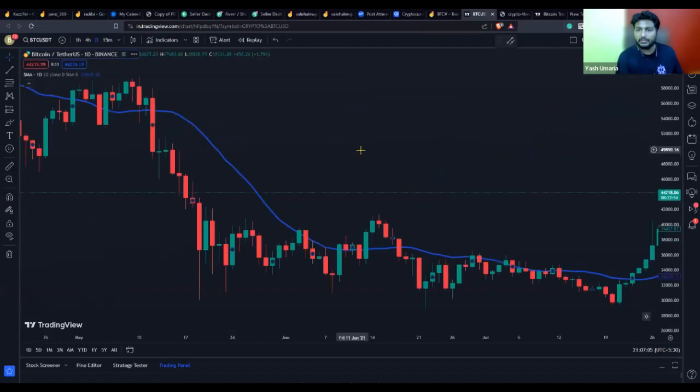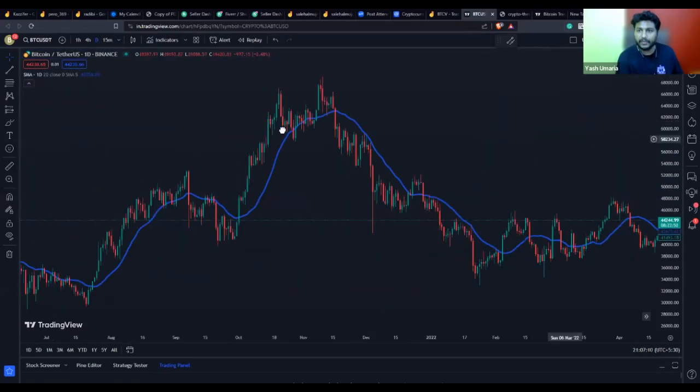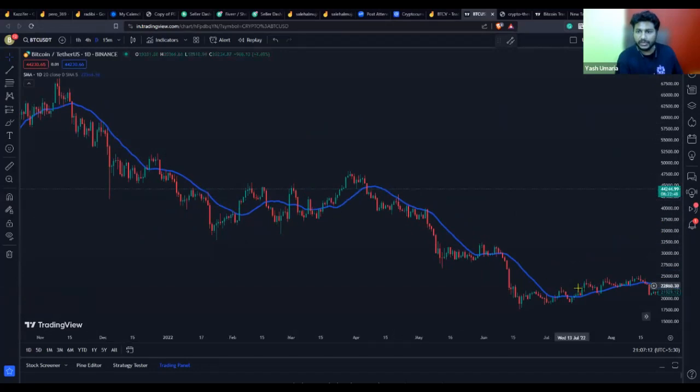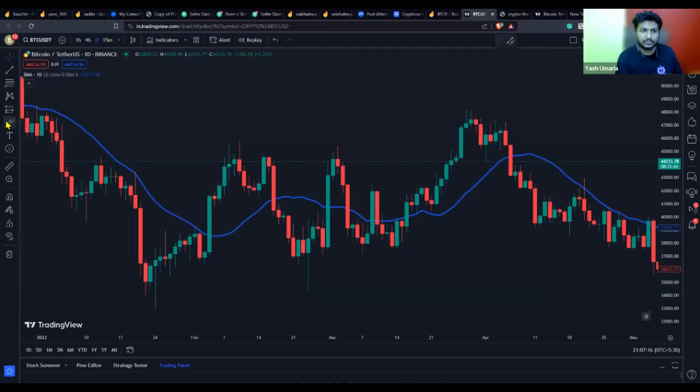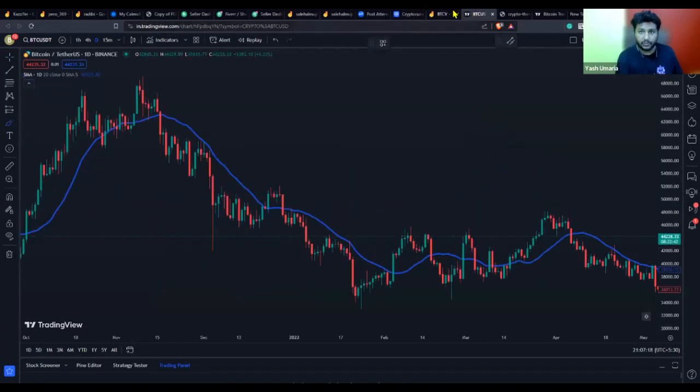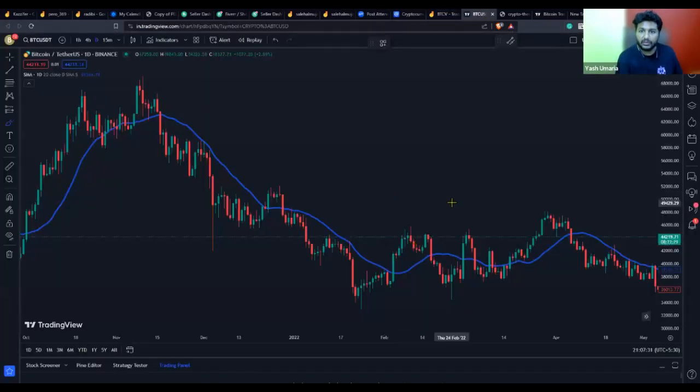But suppose in a condition like this one, where the overall market is moving down. Okay? Now, in this case, of course, the market is bearish, so we are in the fourth phase. See this one. We are in the fourth phase. This one, correct? The price of Bitcoin is greater than the 20-day moving average. This condition. Okay, now this is what I'm trying to say.